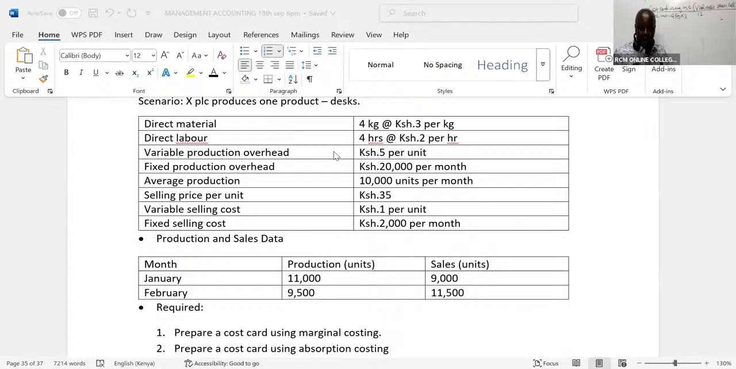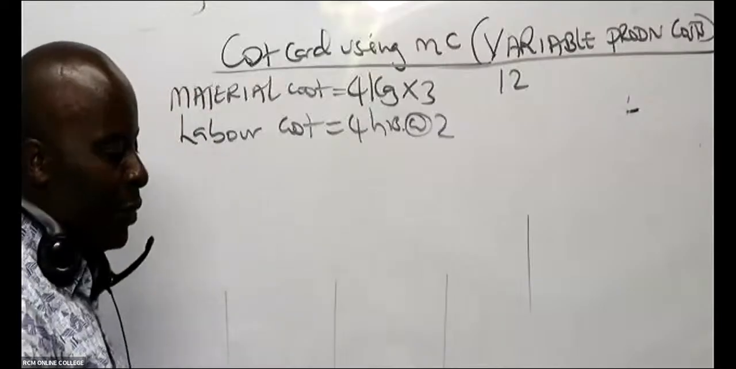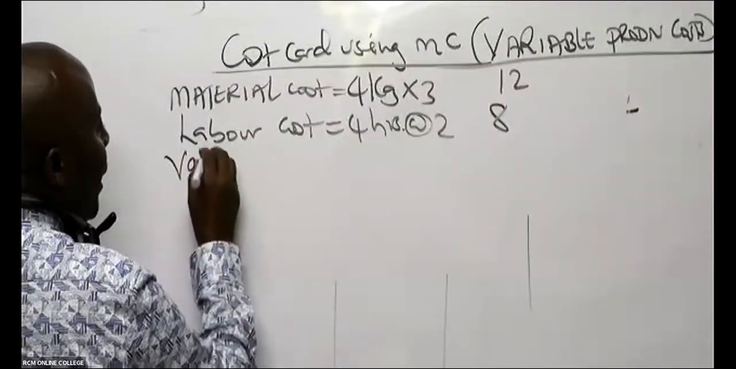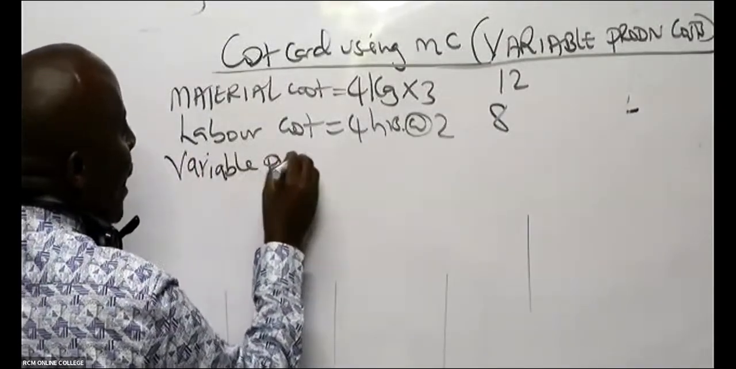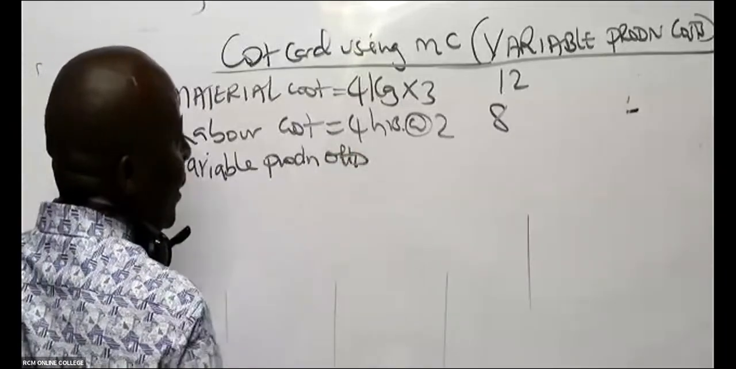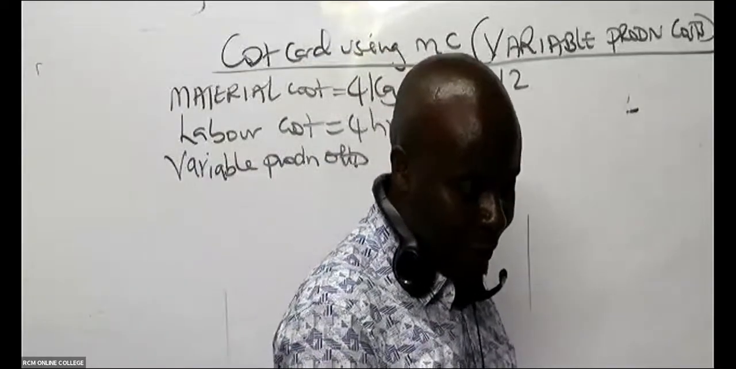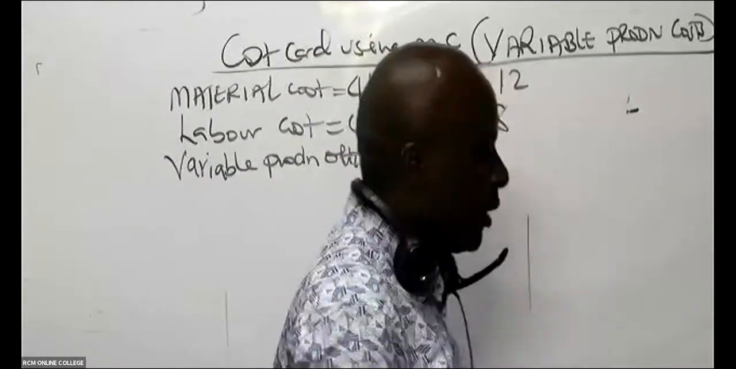Then, of course, these materials cannot convert themselves. We need laborers. We need overheads, isn't it? So come and give us labor cost. So labor cost, I can see 4 hours. And each hour is how much? Each hour is 2. Now, ladies and gentlemen, that gives me 8, isn't it? From there, we are very categorical regarding the overhead, that we are only picking the variable production overhead. So variable production overhead is how much? 5 per unit, isn't it?